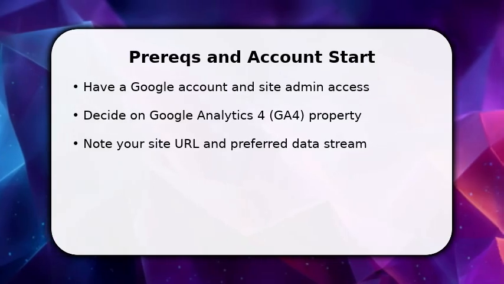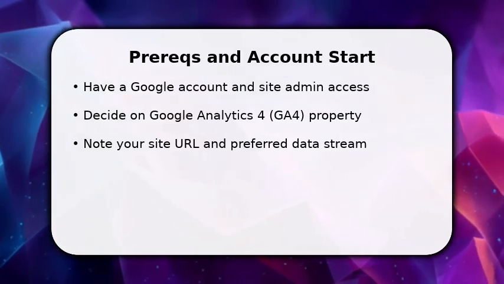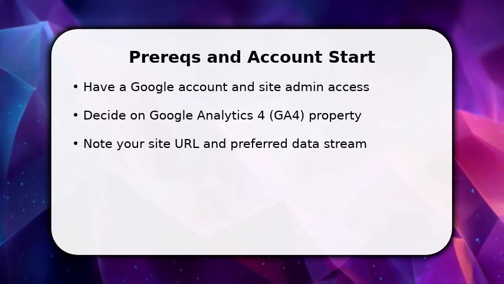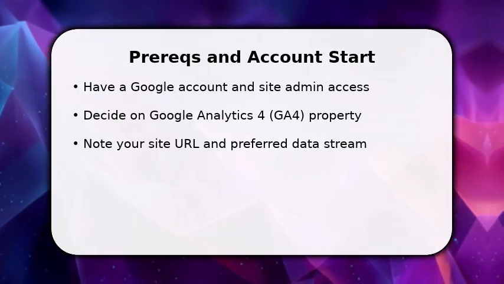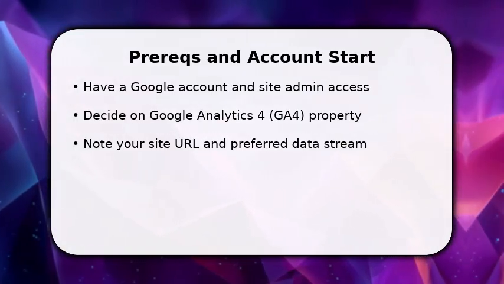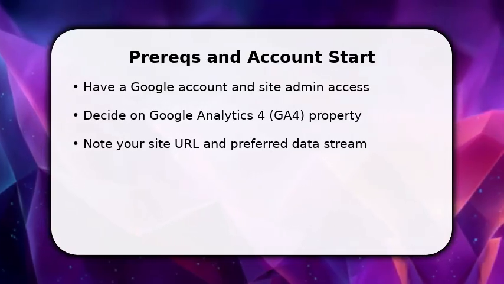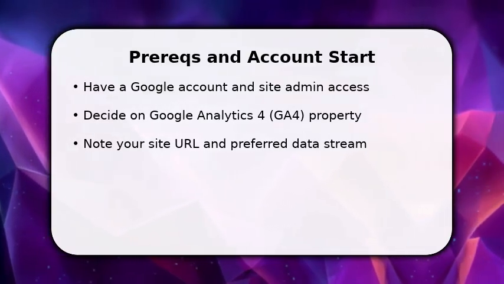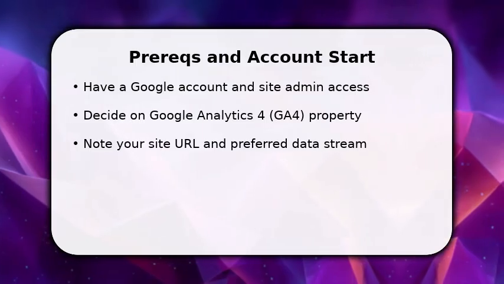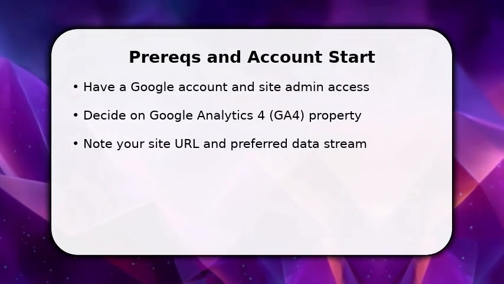Enjoy the video. You'll begin by creating a GA4 property. Sign into Google with the account tied to your site. Once done, click Create Property, name it, set the reporting time zone and currency, and choose Web for the data stream. Make sure to enter the exact site URL, including HTTPS if used.